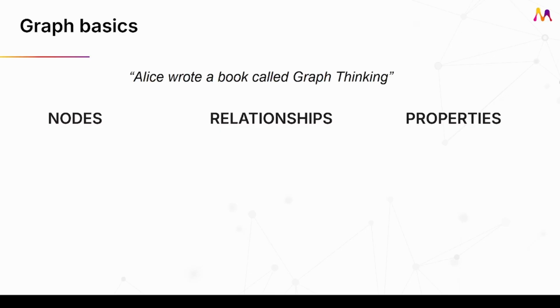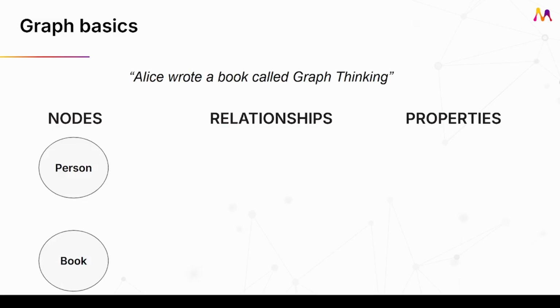So let's say we have a sentence: Alice wrote a book called Graph Thinking. We need to transform this sentence into a graph so it makes sense, so it contains all the details, and so we have the context of the sentence within our graph. So first we need to establish the nodes. We can see that we have Alice, who is a person, and that she wrote a certain book. So those are our nodes: a person and a book.